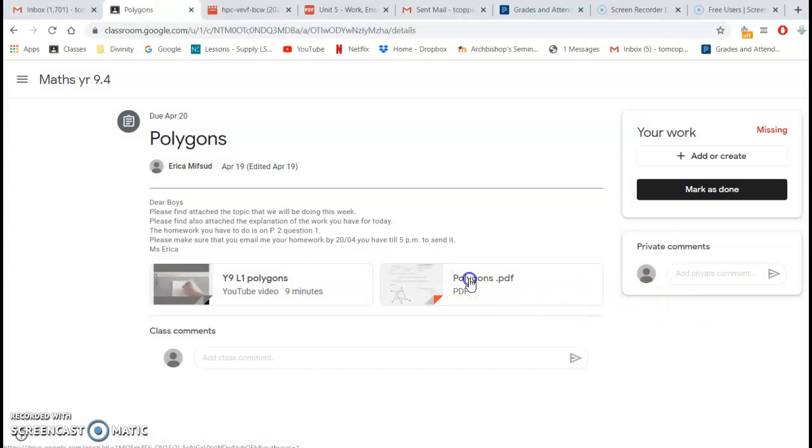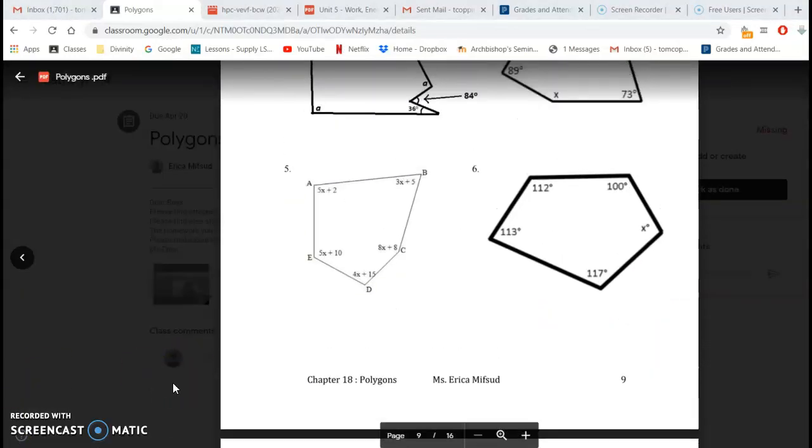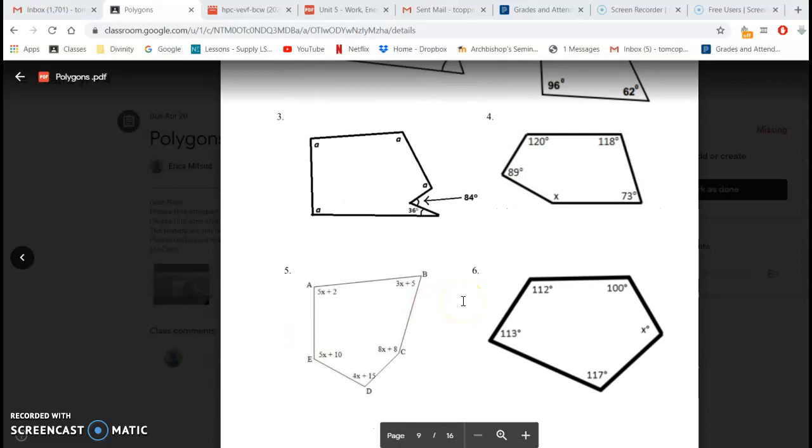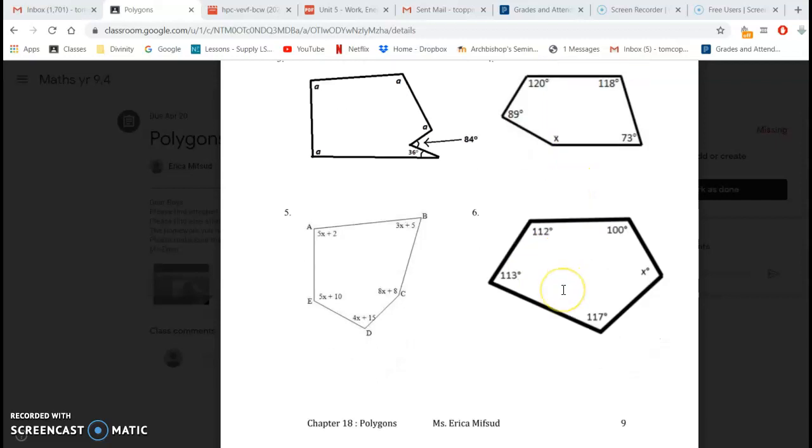Now, number 6, I'm not going to work it out for you because it's exactly the same as number 4, so you can do it on your own.